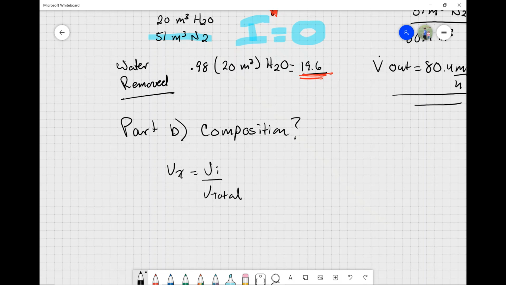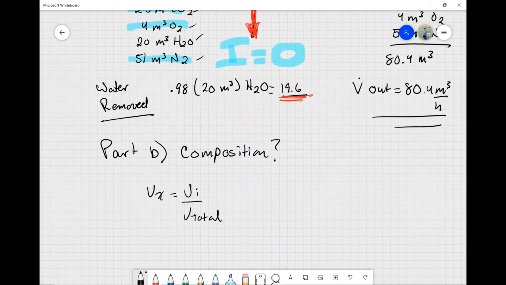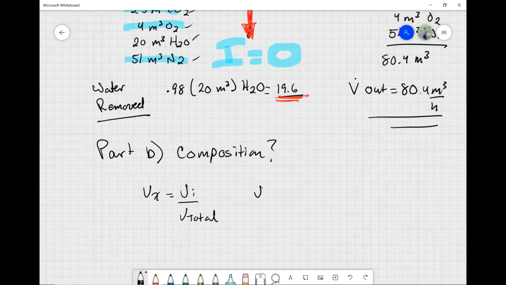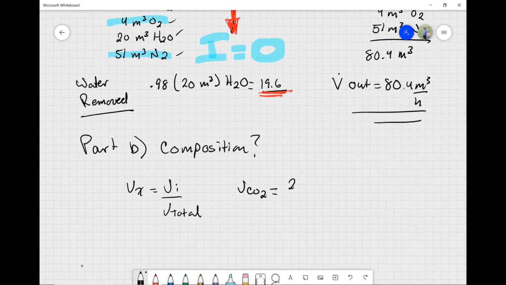So let's just go by gas. We can even follow the same order. We can do CO2, O2, H2O, N2. So for CO2, it's VCO2 equals 25 over 80.4. And I can keep the units, they're going to cancel anyway. And so I got roughly 0.31.